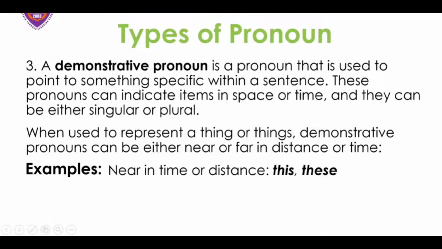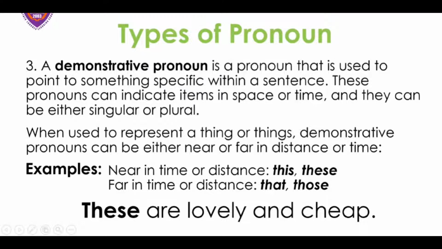Examples: near in time or distance, this for singular and these for plural. Far in time or distance, that for singular and those for plural. Example sentence: these are lovely and cheap. The word these is used in the sentence because the speaker is talking about more than one object, or plural, and are near to him or her.